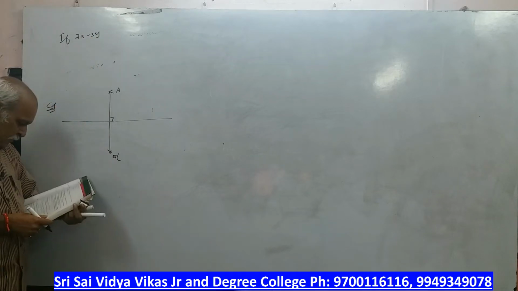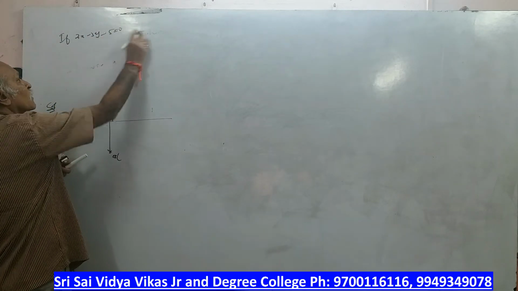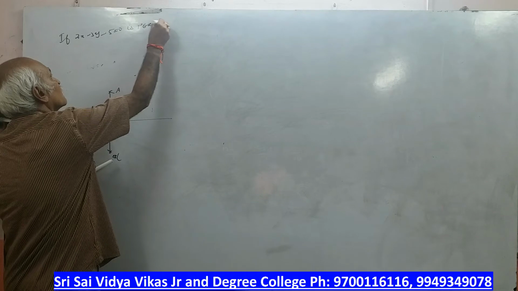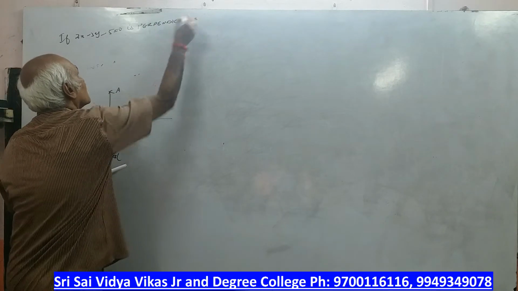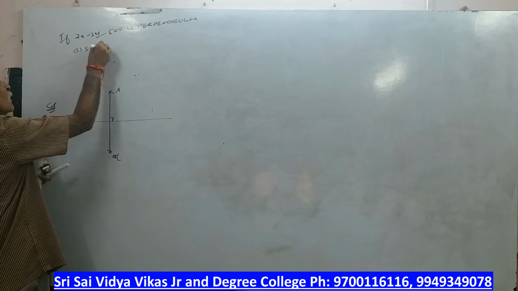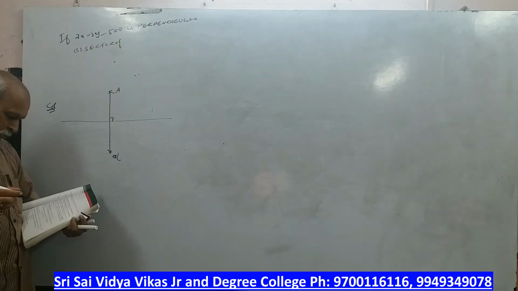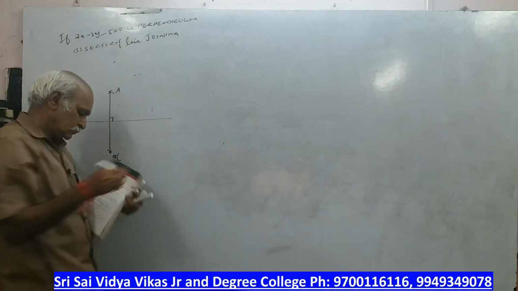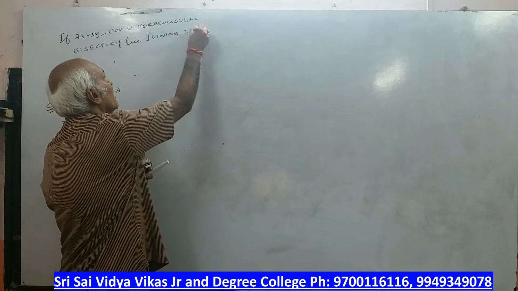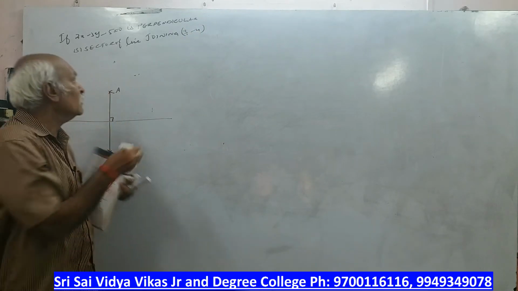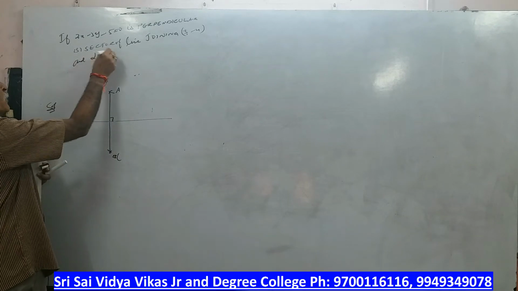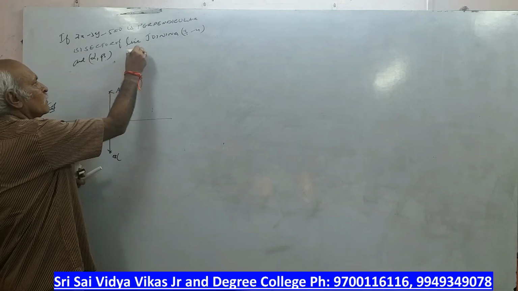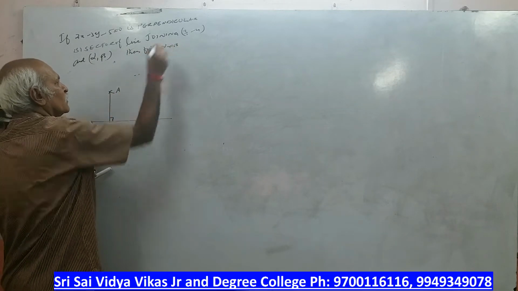Next, if 2x minus 3y minus 5 is equal to 0 is the perpendicular bisector of the line joining 3 comma minus 4 and alpha comma beta, then find alpha plus beta.